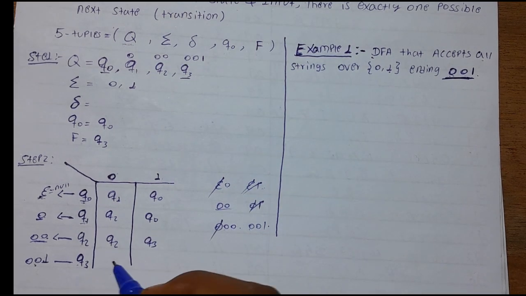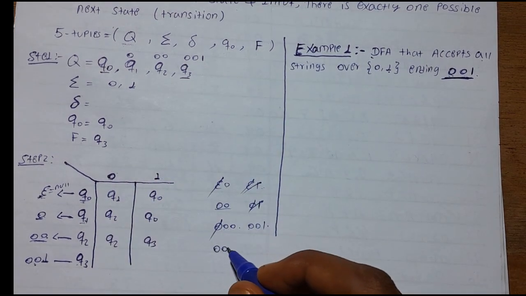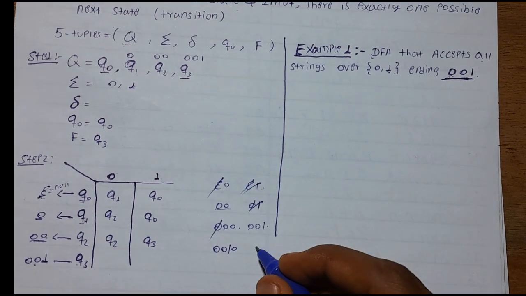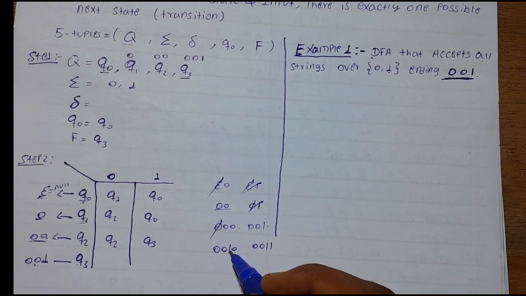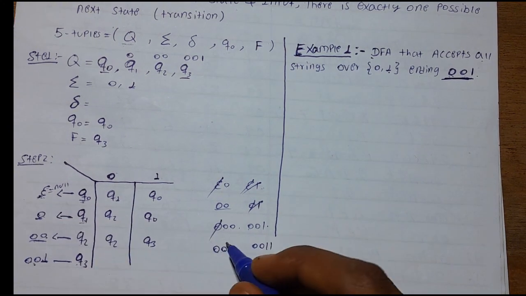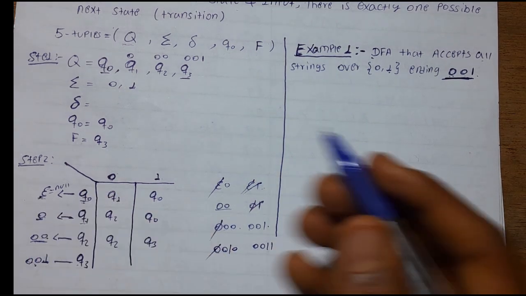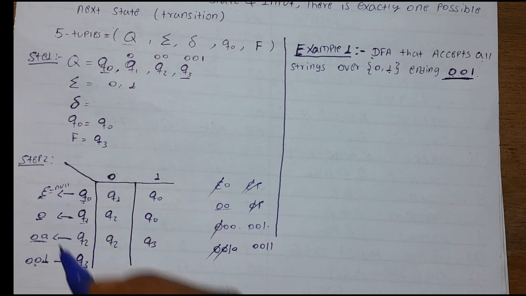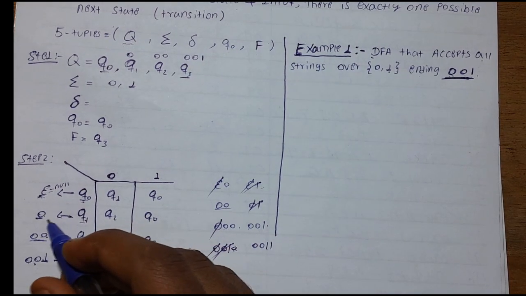and we'll check for Q3 finally. 0010 and 0011. Okay, is 0010 present here? No, we will cancel 0. Is 010 present here? No, so we'll cancel 0 again. Is 10 present here? No, so we'll cancel 1. Is 0 present? Yes. Where? Q1.